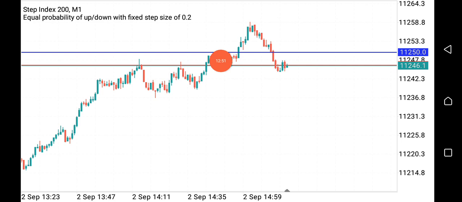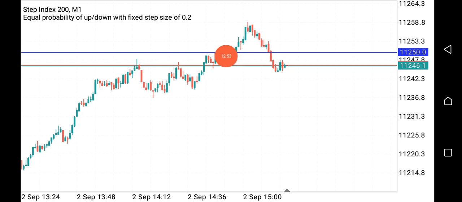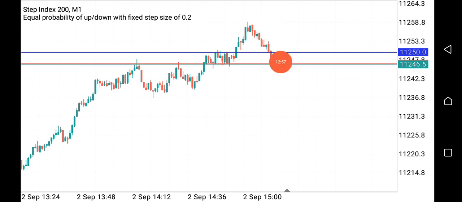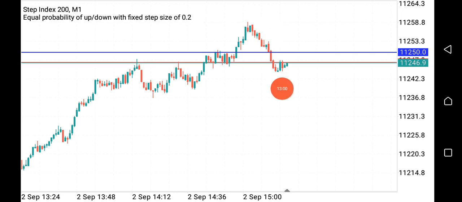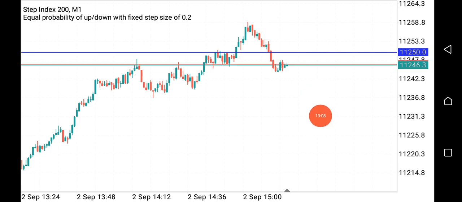See, the left shoulder was facing a lot of trouble breaking above, then it broke above, came back in, and now let's see whether the right shoulder is going to form here. Then we enter all the way to the downside.